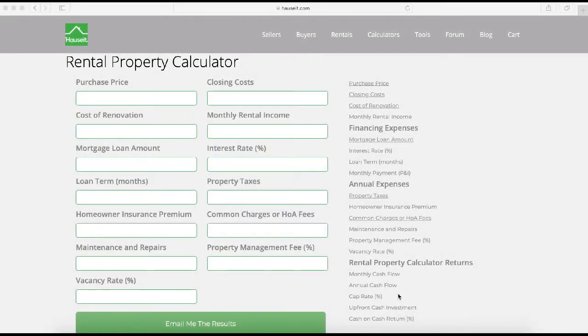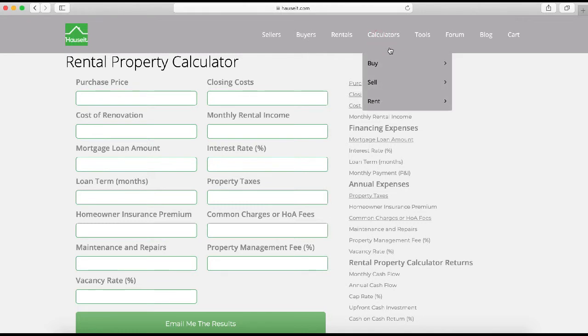In this tutorial video, we will show you how to use the rental property calculator available at Hauseit.com. If you're not already on the calculator page, you can get here by visiting Hauseit.com. The spelling is at the top. And once you're here, click on Calculators and go to the Buy tab.